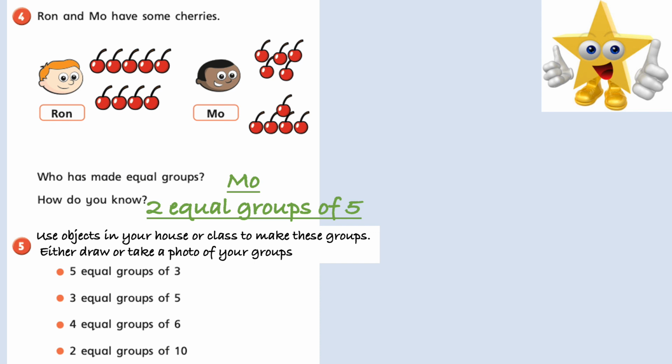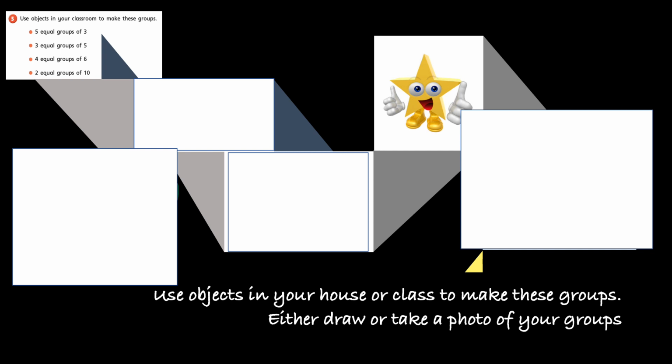Right, now this was a trickier one, wasn't it? This was one for you to go and do with anything in your house. Use objects in your house or classroom to make these groups. Either draw or take a photo of your groups. So, you might have used your Lego, you might have used some counters, you might have used some biscuits, or you might have used your cars. But I wanted you to choose some items to make groups with. How did you get on? Let's see what I did, shall we?